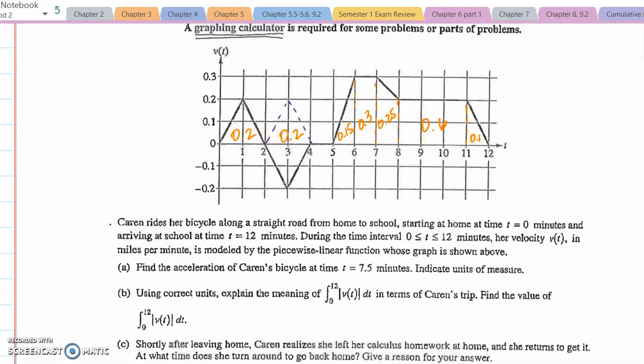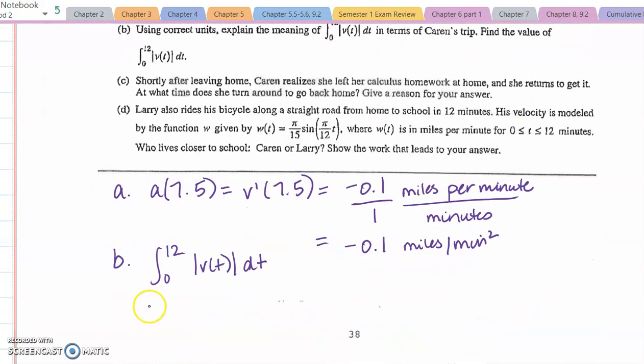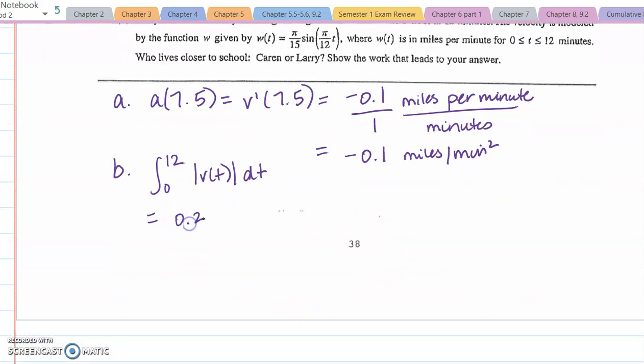All right, these are the areas that I get. And so now this is just a matter of adding up all of those values. So here we go. This ends up being 1.8 miles.